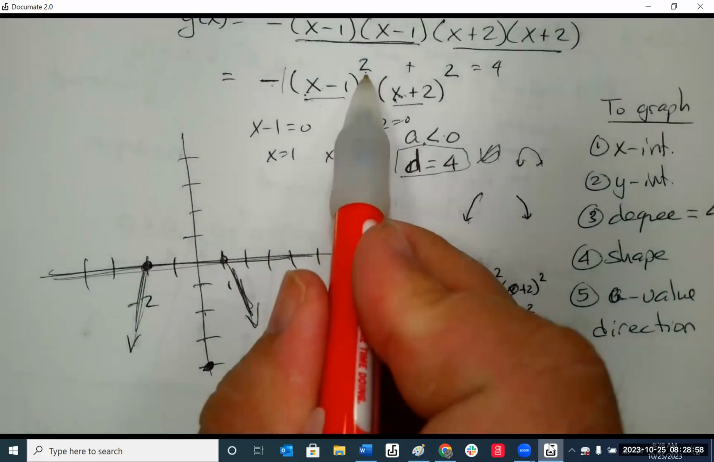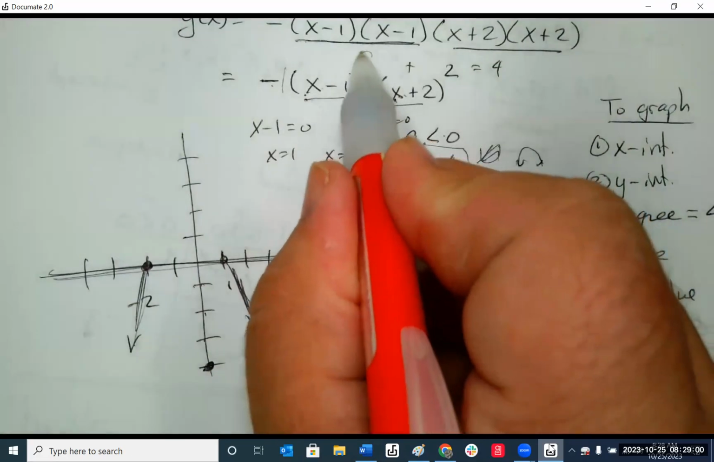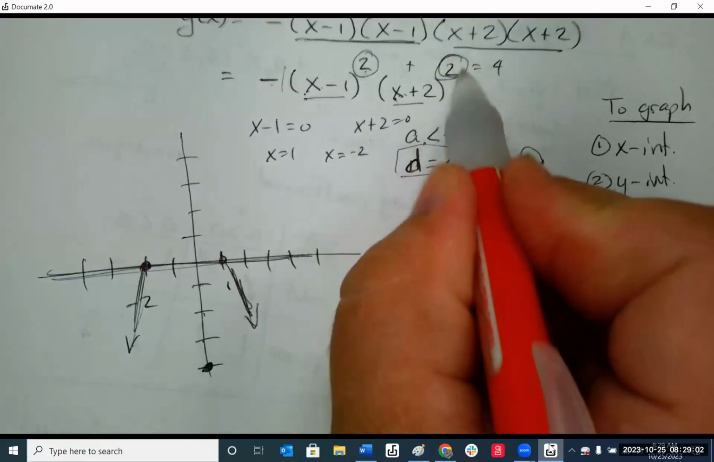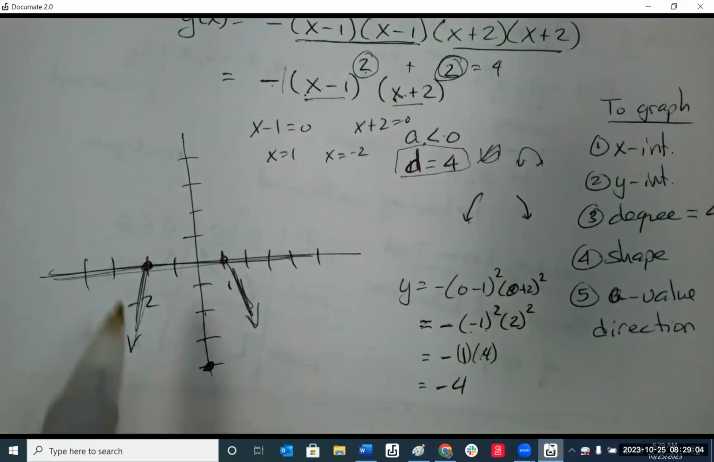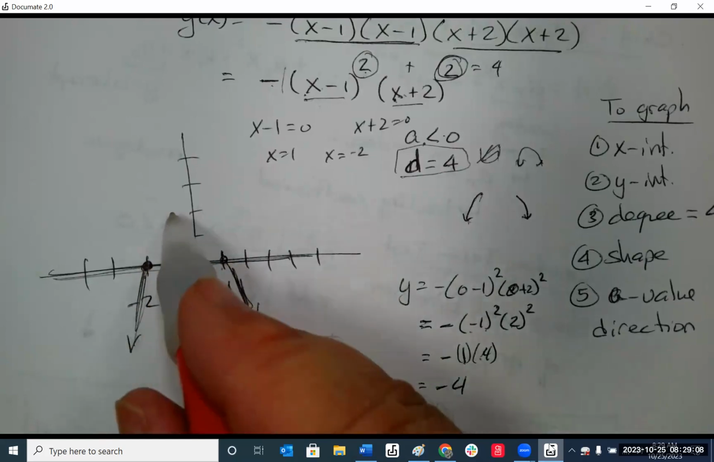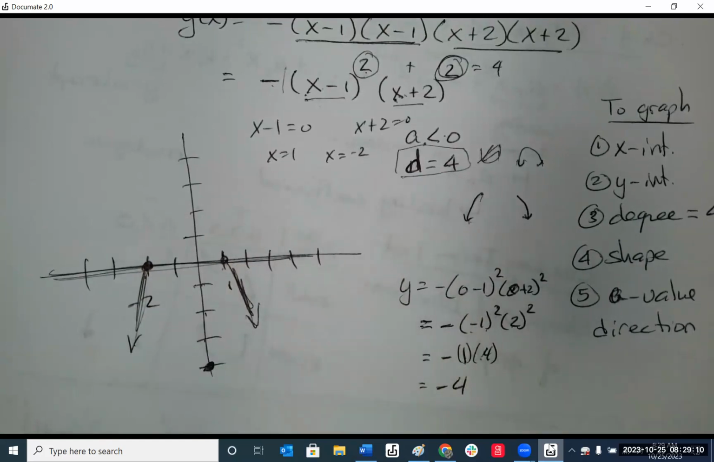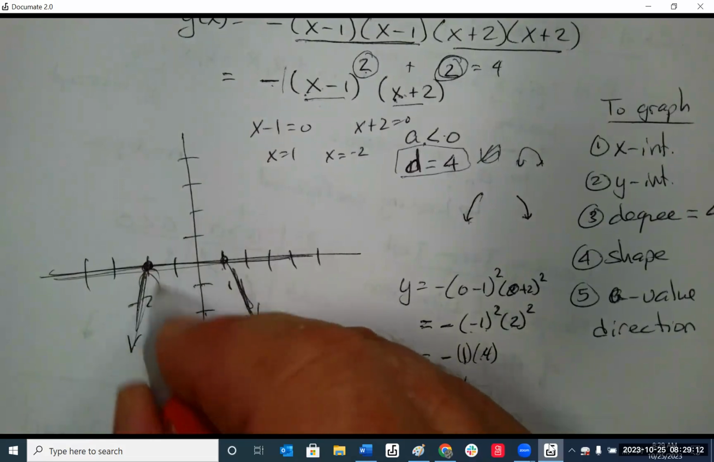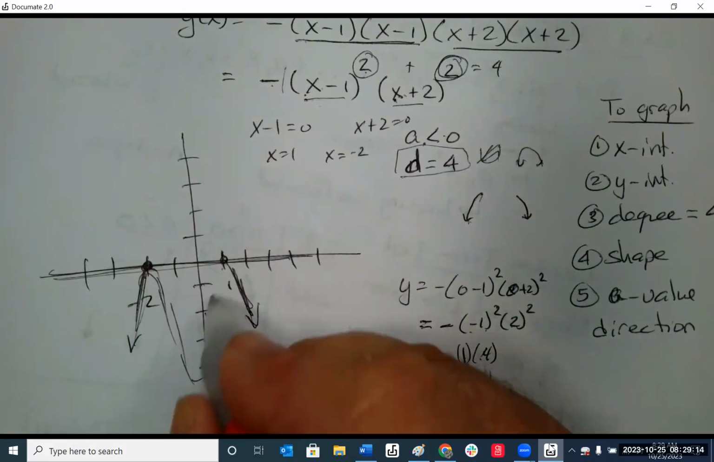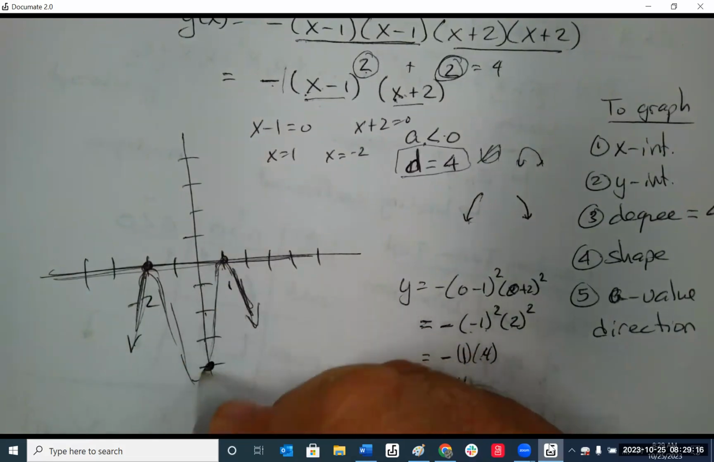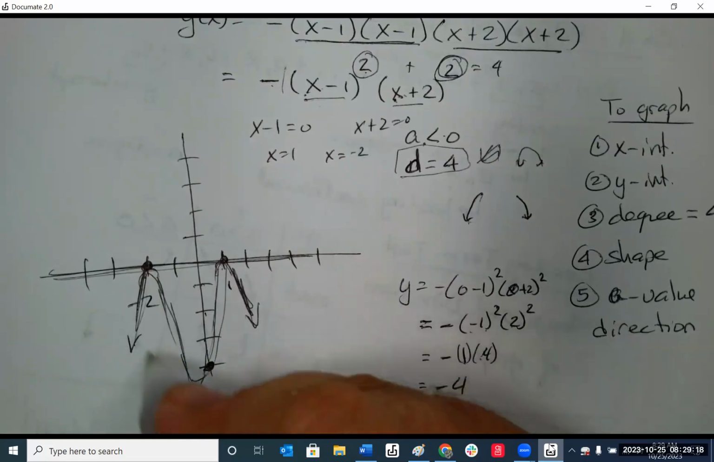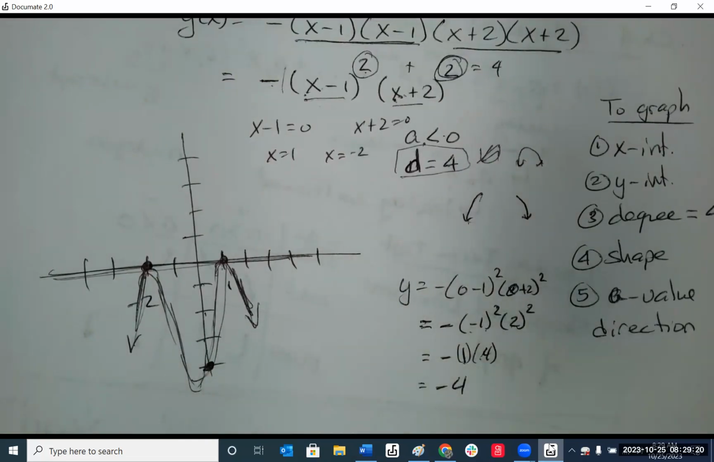Now, since our multiplicities are both even, what happens at these points in the graph? Does the graph cross those or does it bounce? It bounces. So all we know is that it's something like this. The graph will have that shape pretty much.